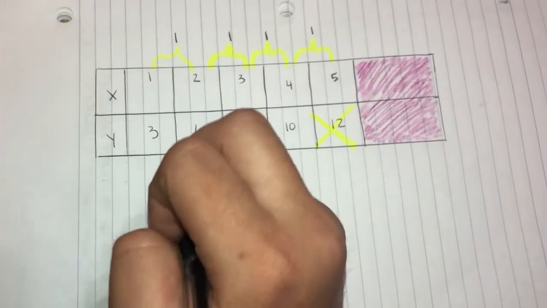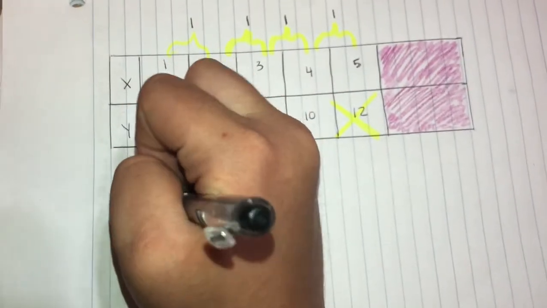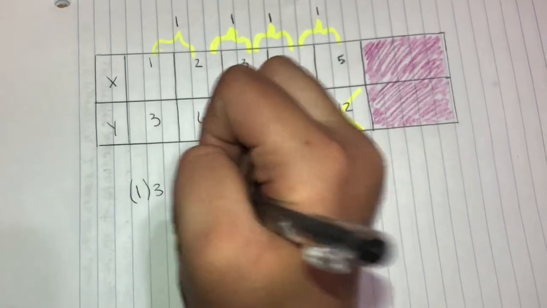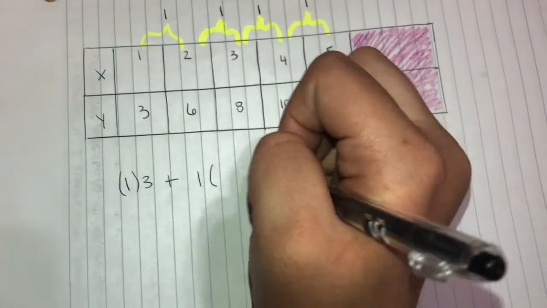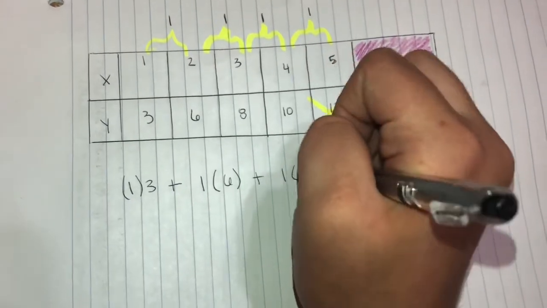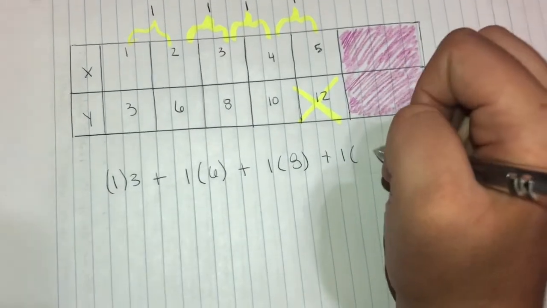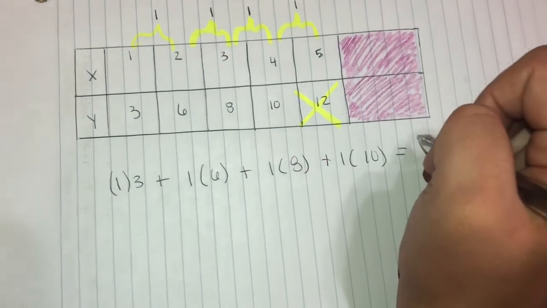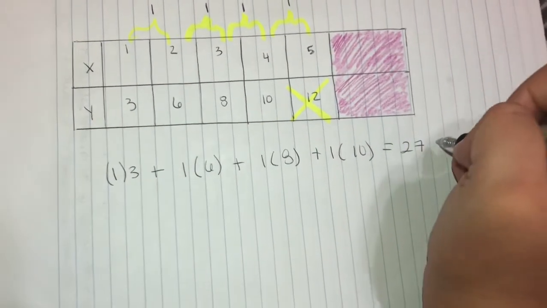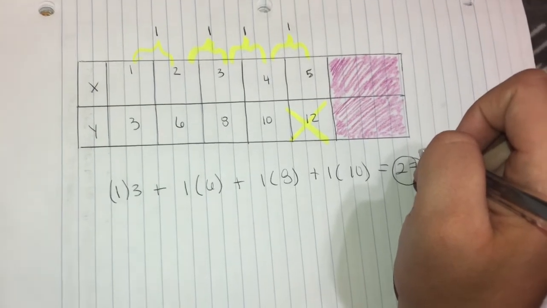So your final equation will look like this. You'll have 1 times 3 plus 1 times 6 plus 1 times 8 plus 1 times 10. And that will give you 27. This is going to be our final left-hand sum.